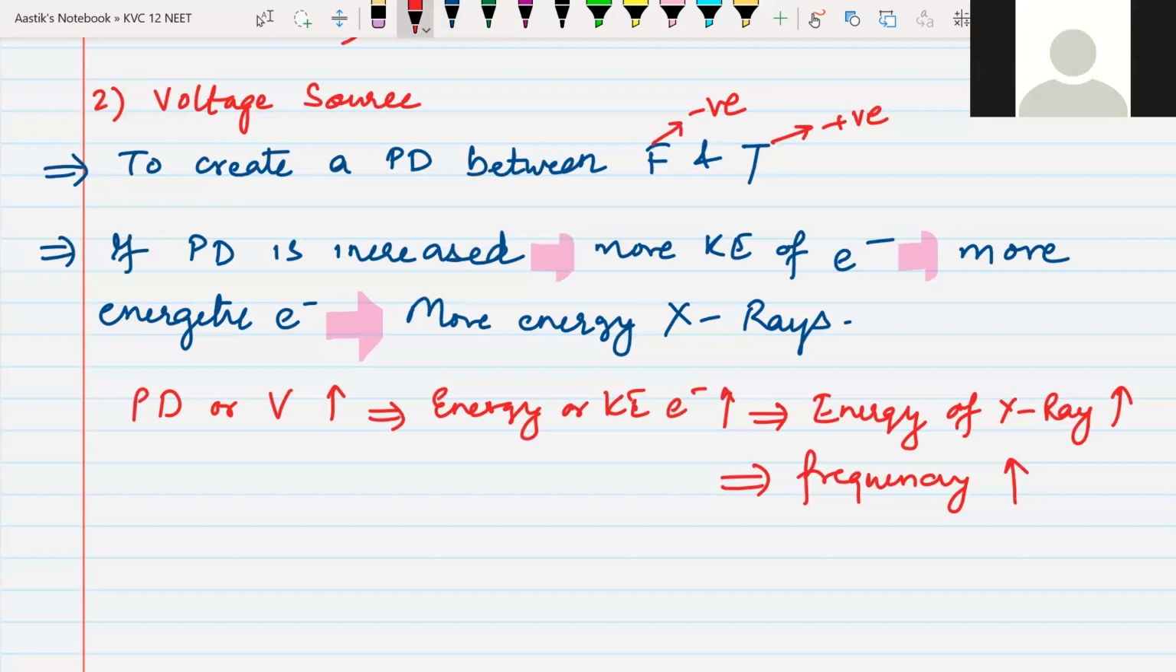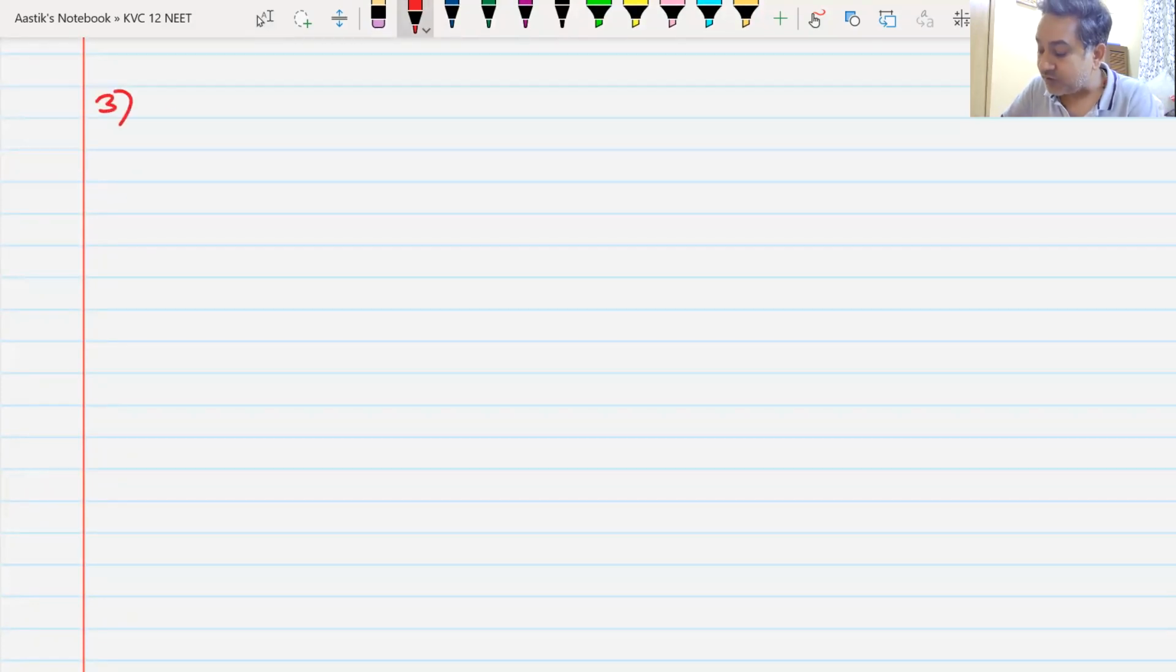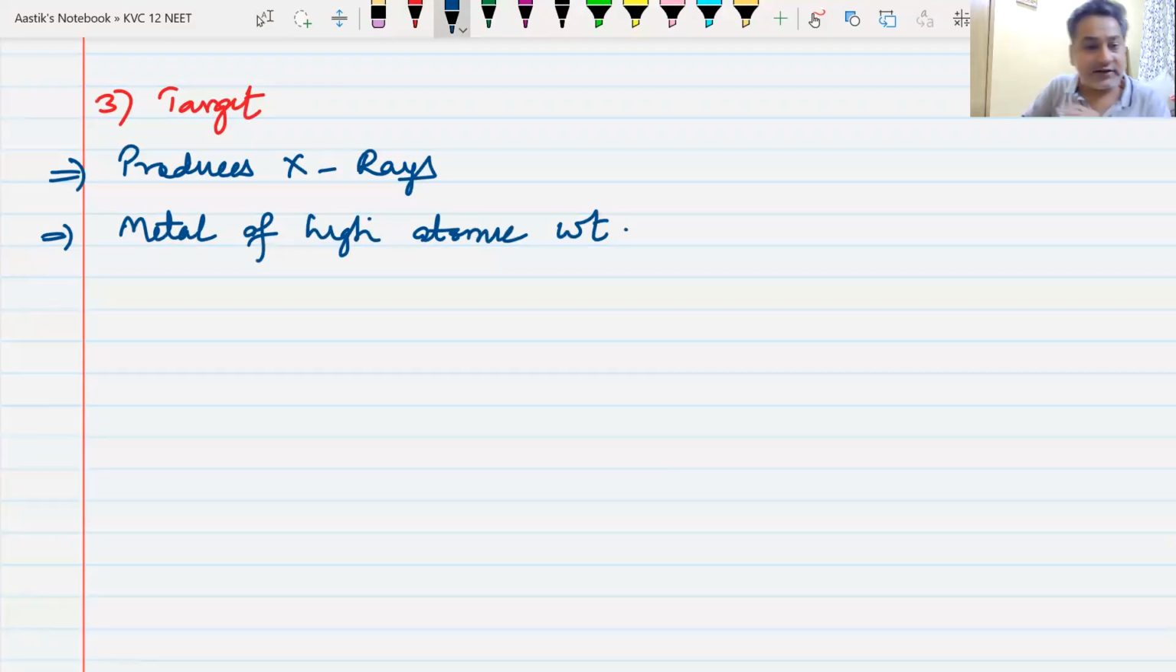Okay. That takes us to the third thing, and the third thing is your target. Now this target produces X-rays. Do we understand this? This is a metal of high atomic weight. We have already seen that.